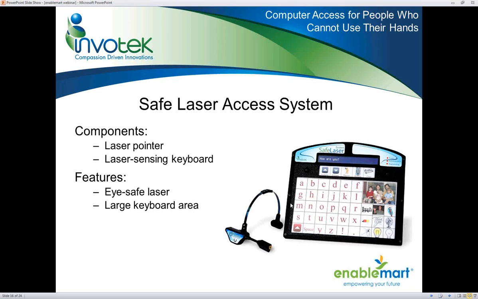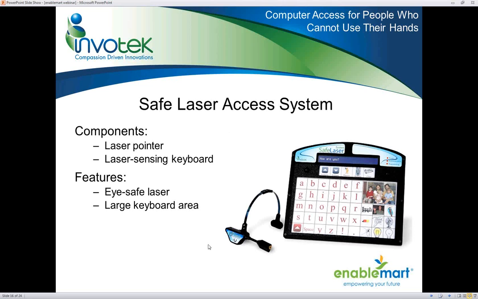There are two pieces to it. There's a laser pointer, and this laser pointer has a little magnet on the back of it. You can use it with a headband. We've also mounted it to the back of people's hands for gross movement. Someone will have a splint on their hand, they're able to move it back and forth, and they can point the laser at the laser keyboard and have really good access without having to have things positioned really well.